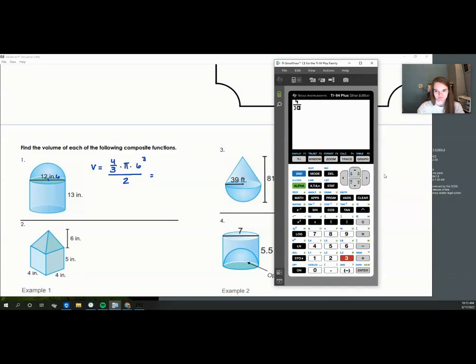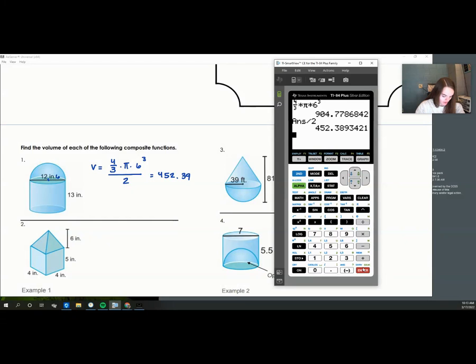So alpha y equals, enter 4/3 times pi times 6 to the third, and we only want half of that. Okay, so let's say 452.39. We'll just do hundredths place.